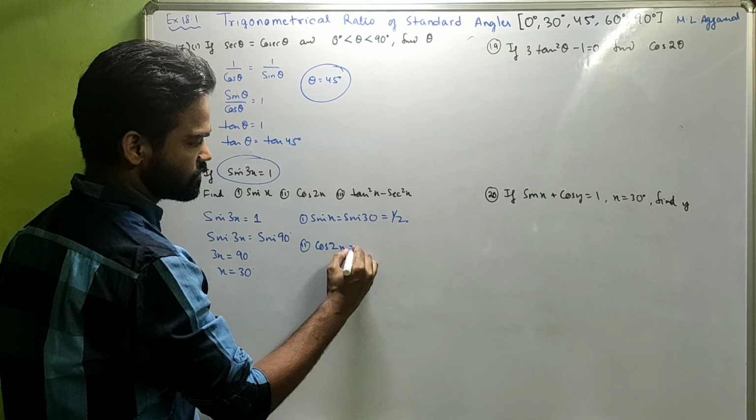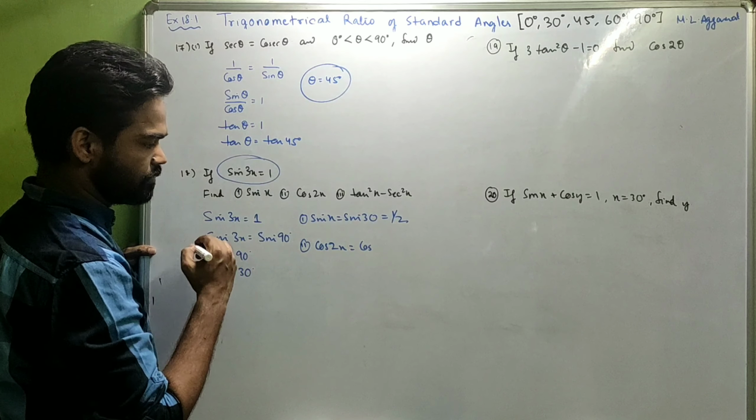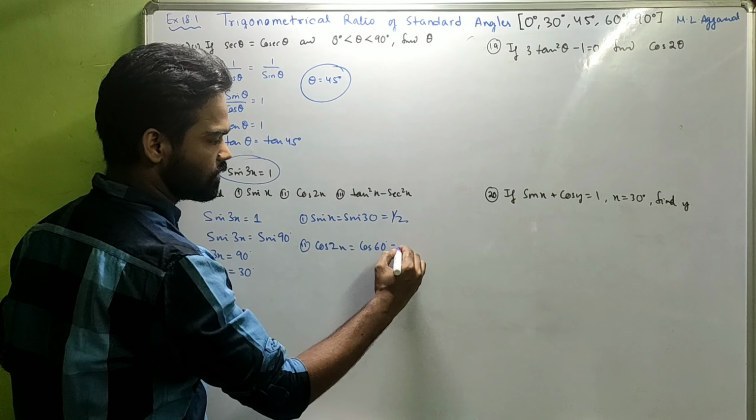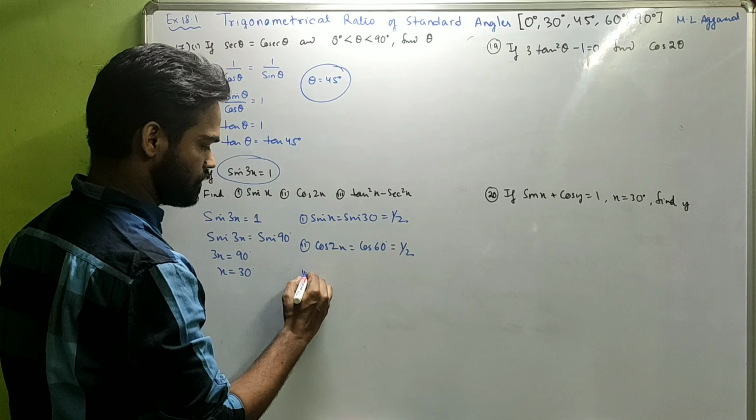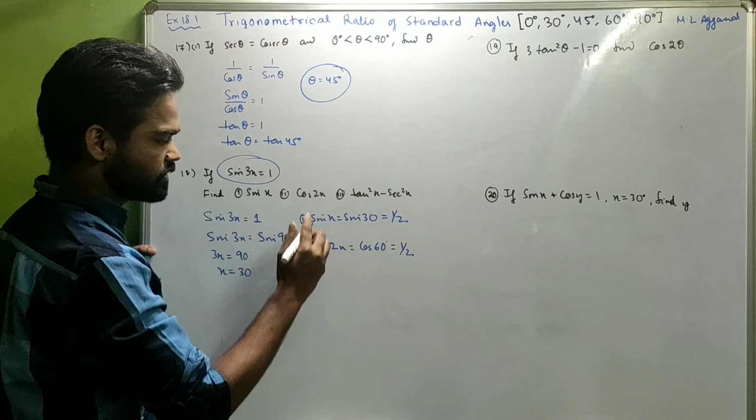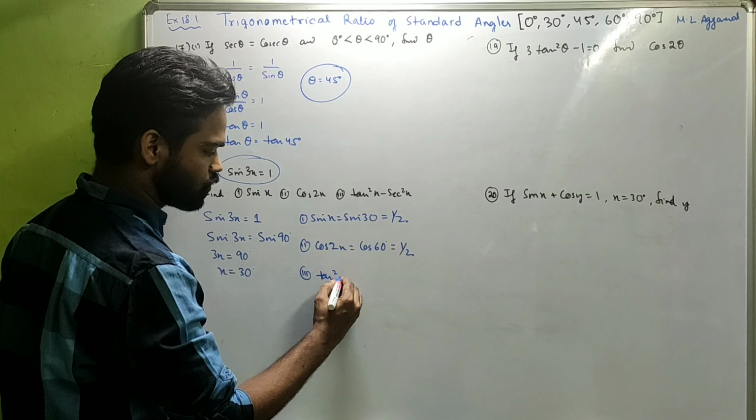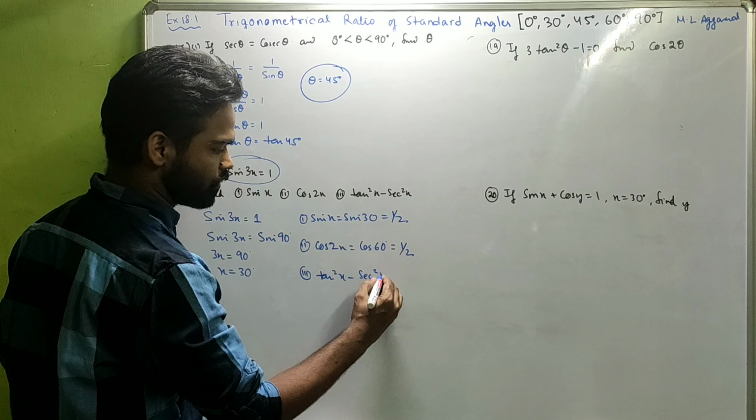Cos 2x, which is cos 2 times 30, that's 60. And cos 60 is half. Done. Now look at the third one, which is tan square x minus sec square x.